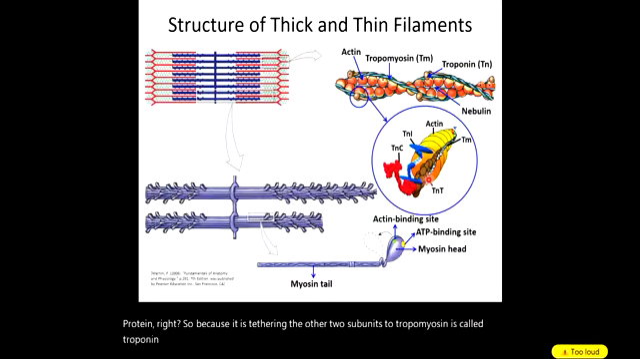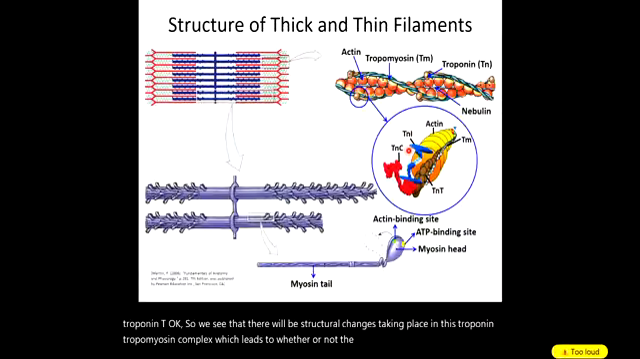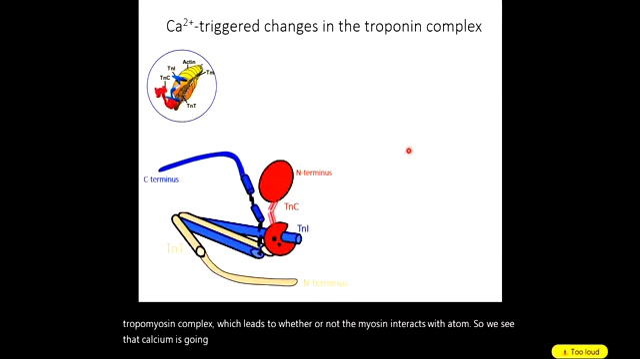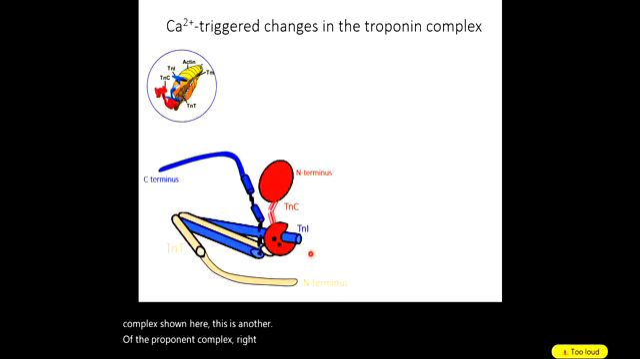Okay, so we see that there will be structural changes taking place in this troponin-tropomyosin complex, which leads to whether or not the myosin interacts with actin. So we see that calcium is going to trigger changes to the troponin complex. So here's the troponin complex shown here. This is another representation of the troponin complex, right? And these changes eventually allow actin to bind to myosin.